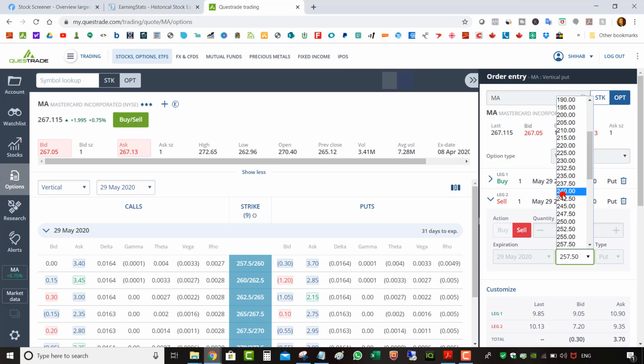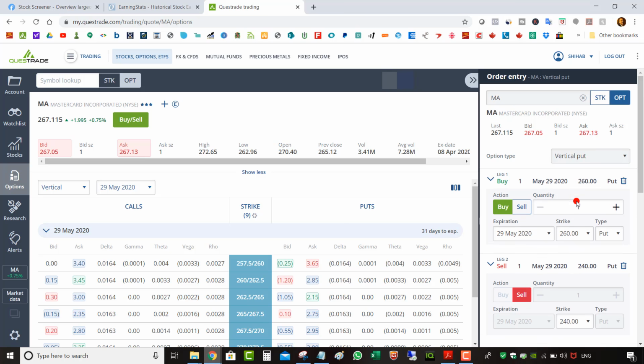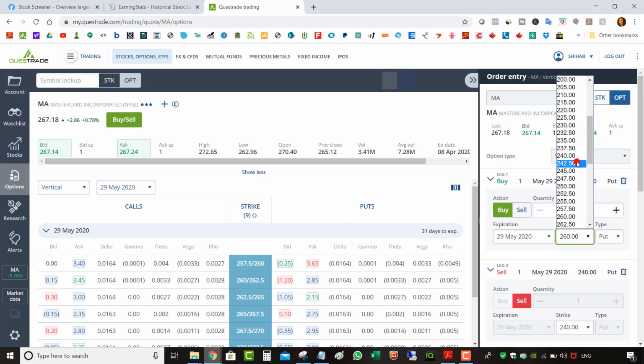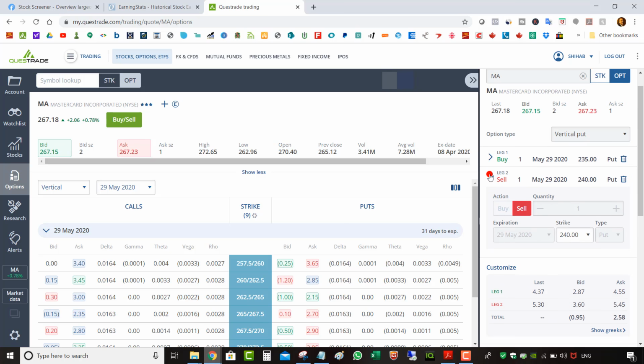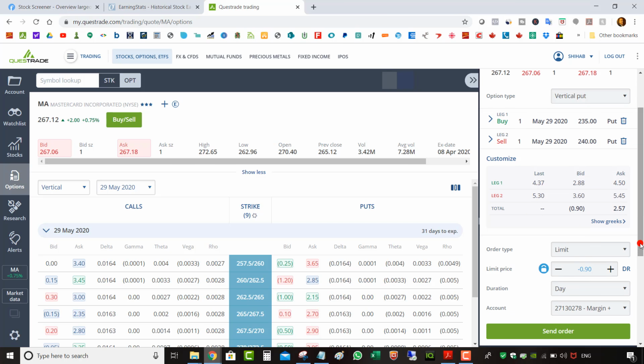Looks like I should come closer as we're talking. The stock is going up. So anyway, I'm going to go 240, 235, May 29th. Okay, and I'm going to try to see how much I can collect. Let's start it off at $1.25.